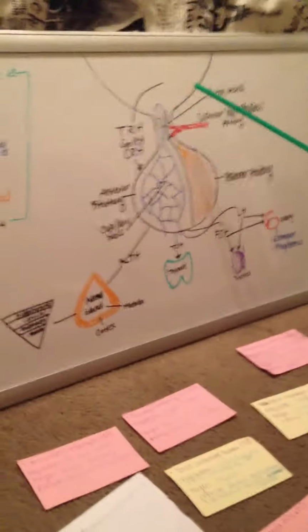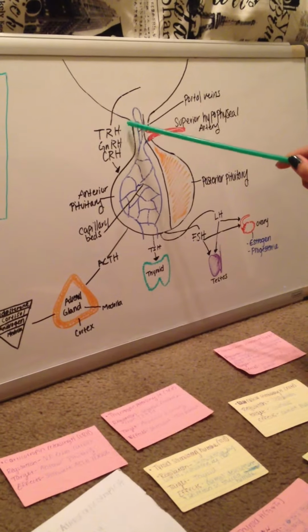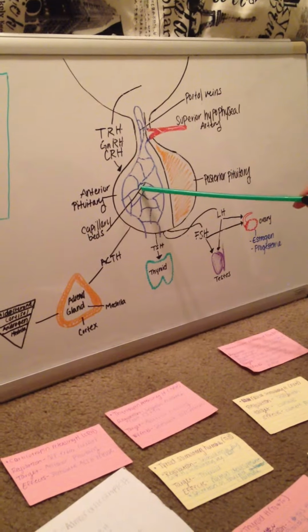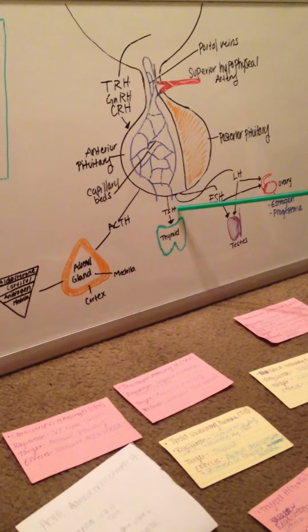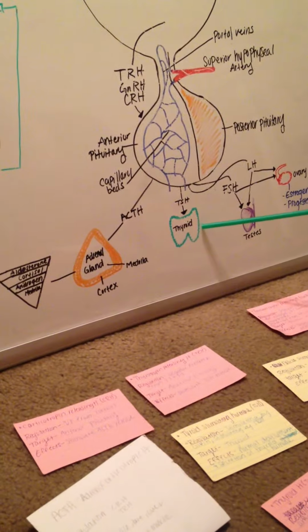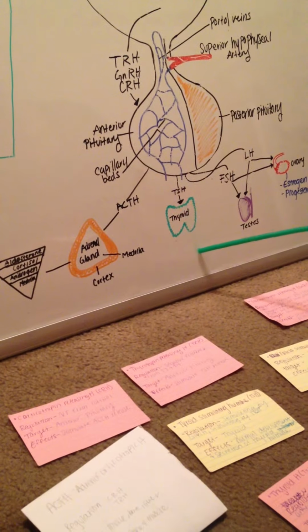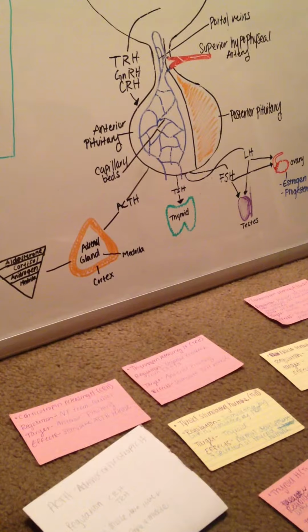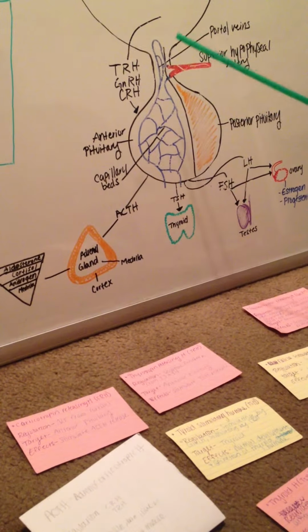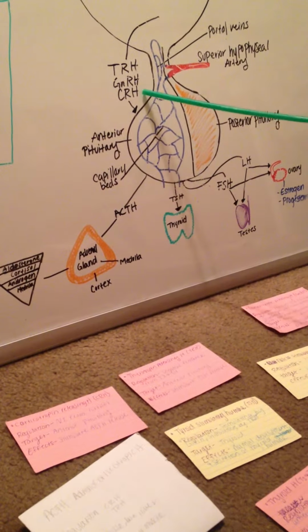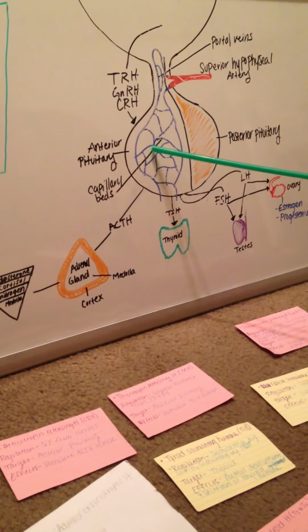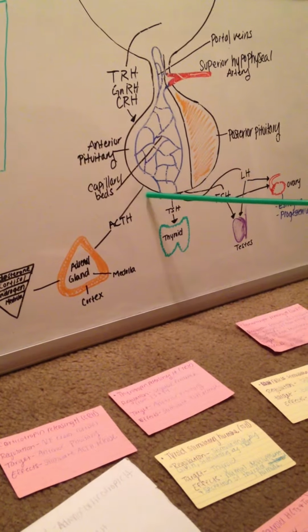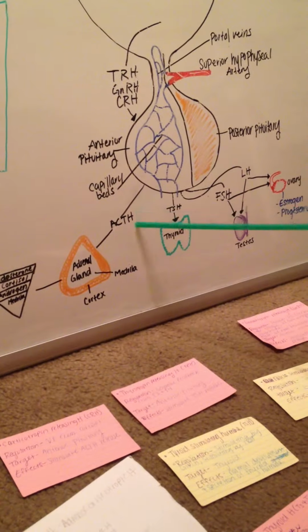Another example would be the thyrotropin releasing hormone, which targets the anterior pituitary, which then releases thyroid stimulating hormone, which targets the thyroid, which then makes T3 and T4, which is thyroid hormone. Another example would be the corticotropin releasing hormone, which again targets the anterior pituitary, which makes adrenocorticotropic hormone, which then targets the adrenal gland.